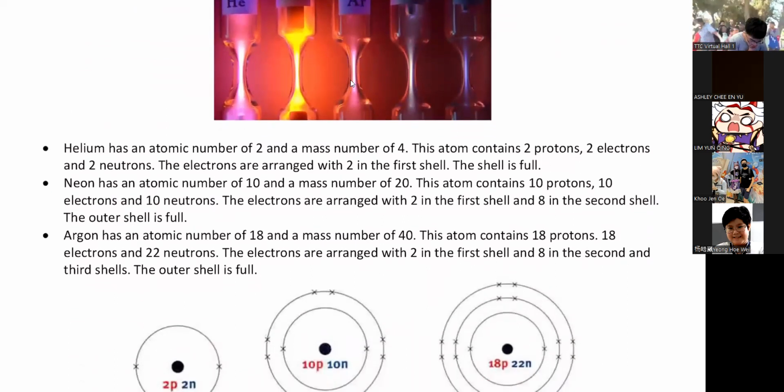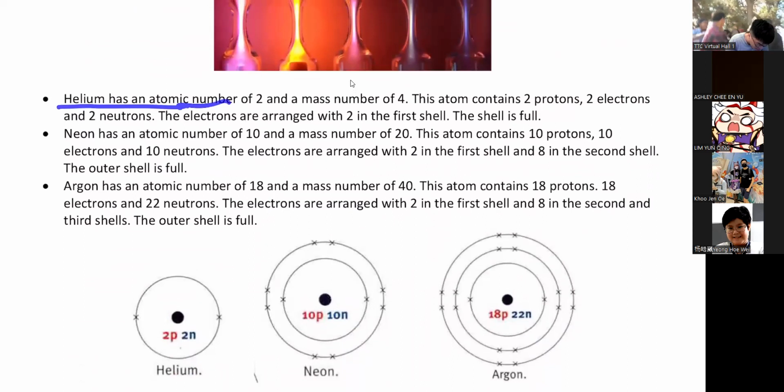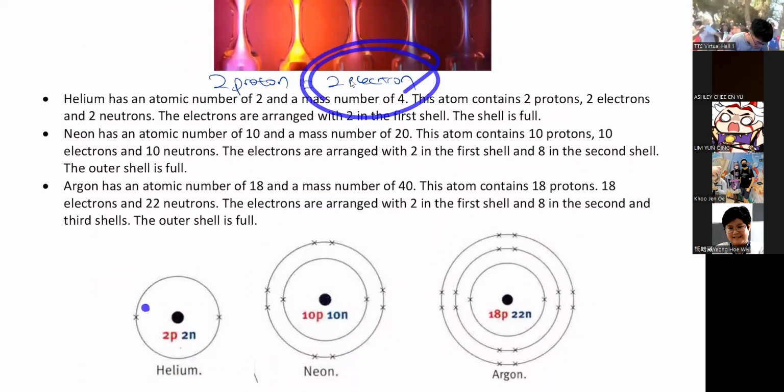So anyway, how do we draw them? Very simple. Helium has an atomic number of 2, so the proton number is 2. It has 2 protons, so that means it has 2 electrons. The 2 electrons will fill up the first shell. That's all. The first shell is full.